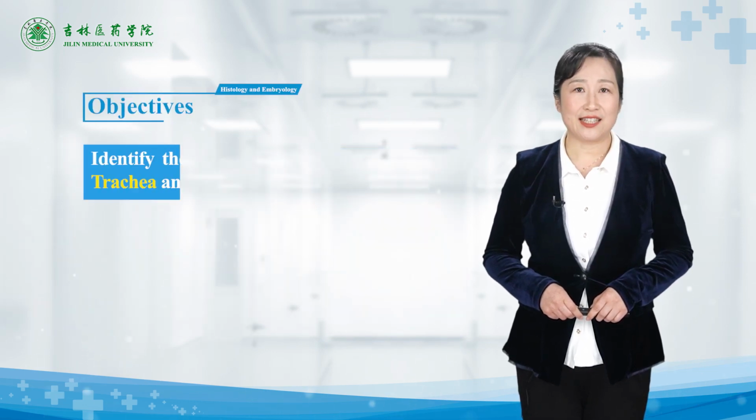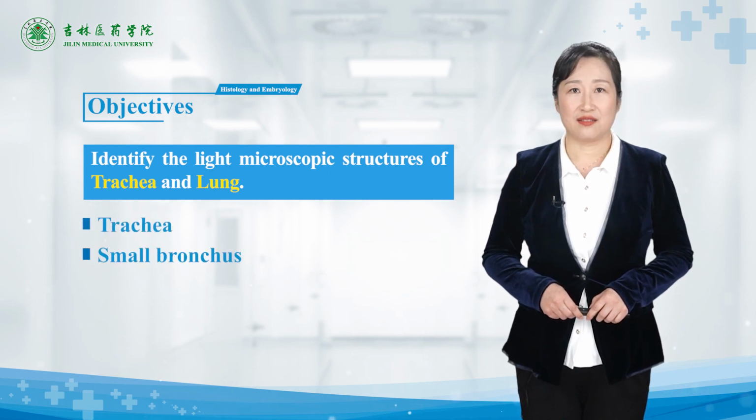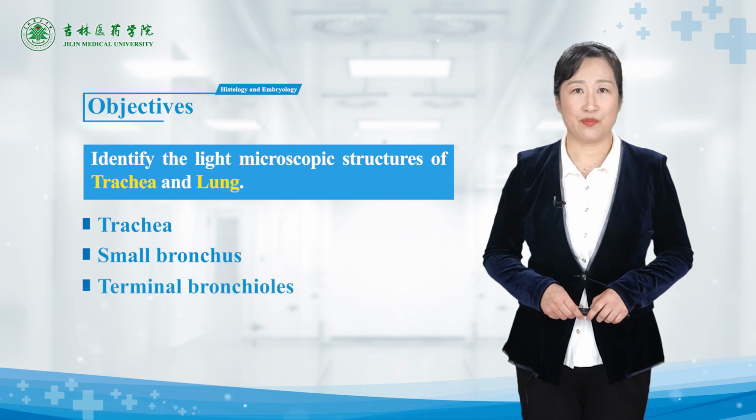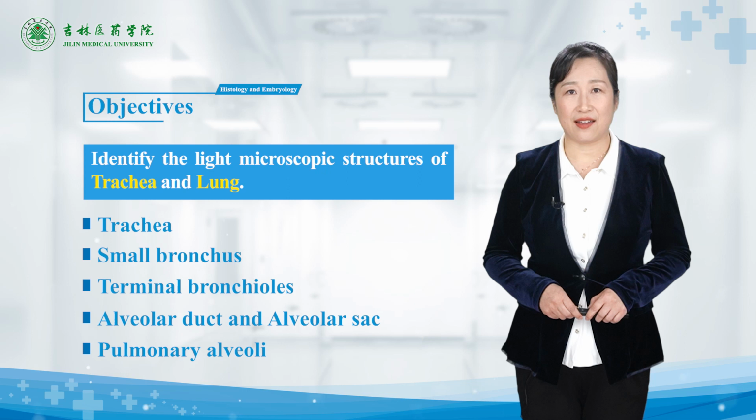Objectives: identify the light microscopic structures of trachea and lung, including trachea, small bronchioles, terminal bronchiole, alveolar duct, alveolar sac, and pulmonary alveoli.